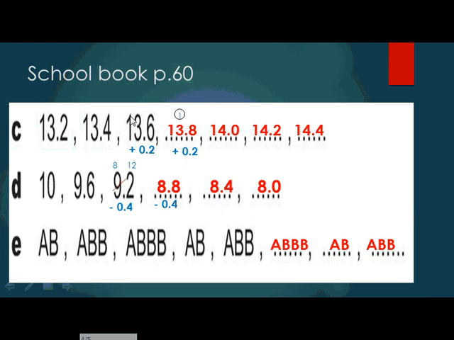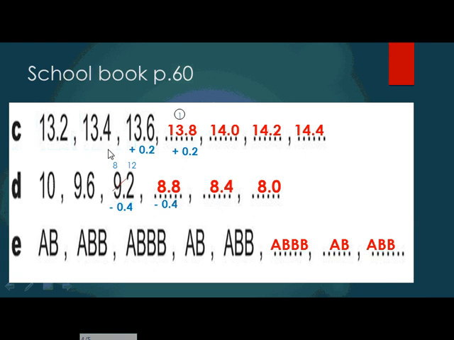Now in your school book, we have 13.2, 13.4, 13.6. Then I want to find the next pattern. How I'm going to do this? I can recognize the difference between the numbers is 0.2. Otherwise, I can subtract 13.6 minus 13.4, the big number minus the small number. The answer is going to be the key, which is 0.2.